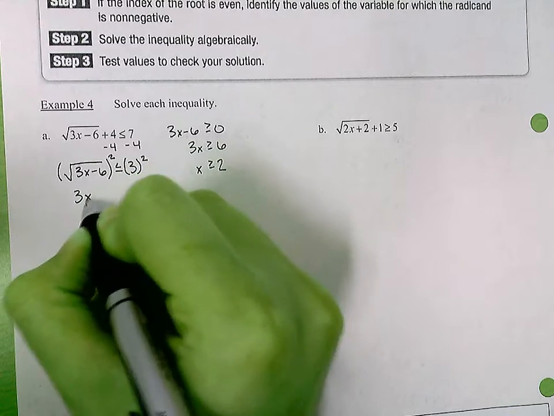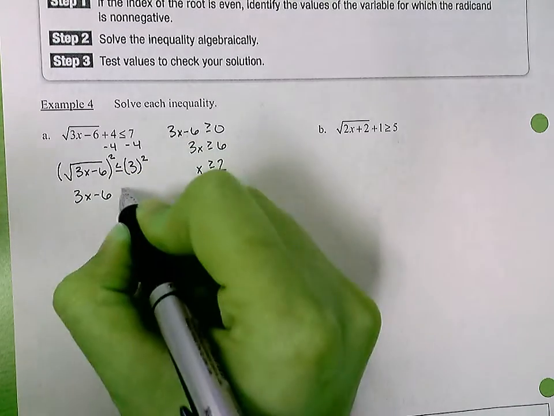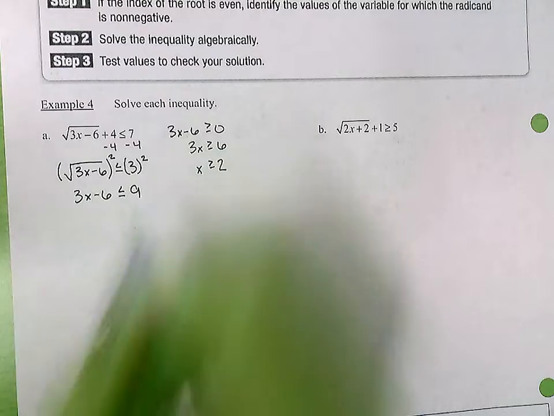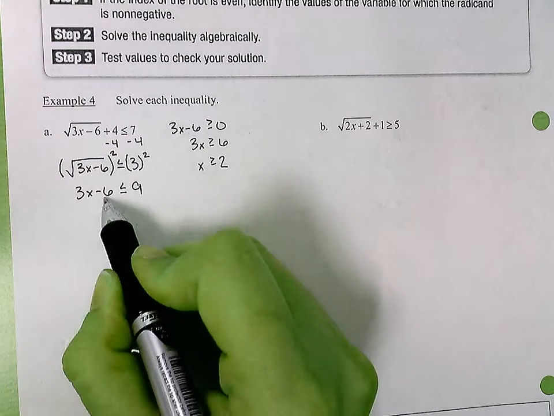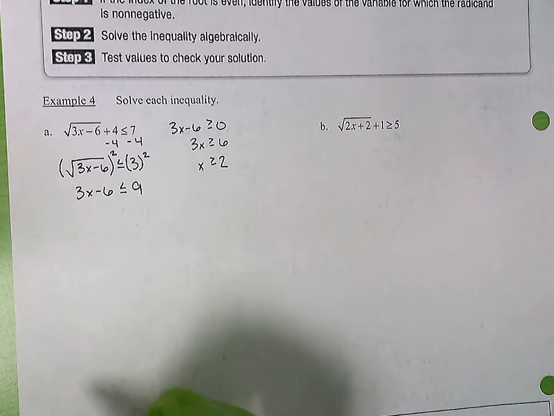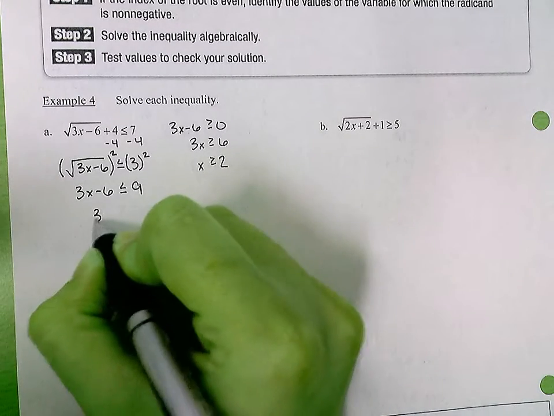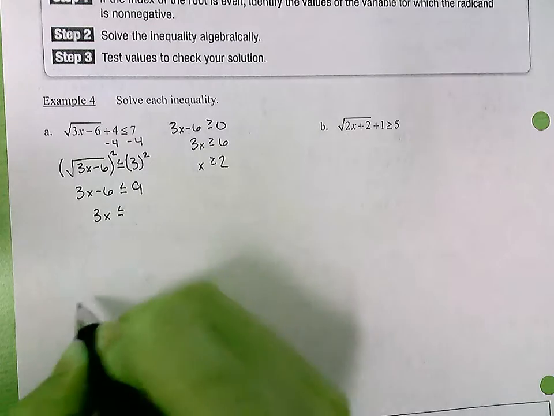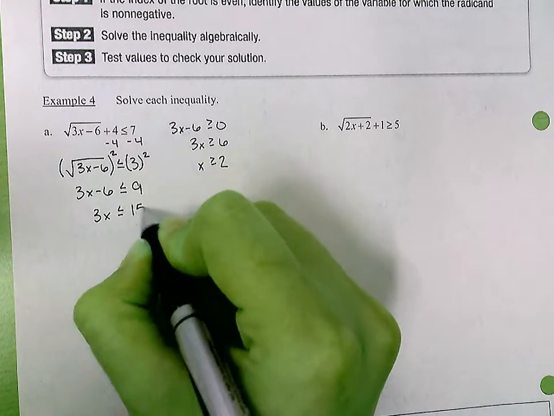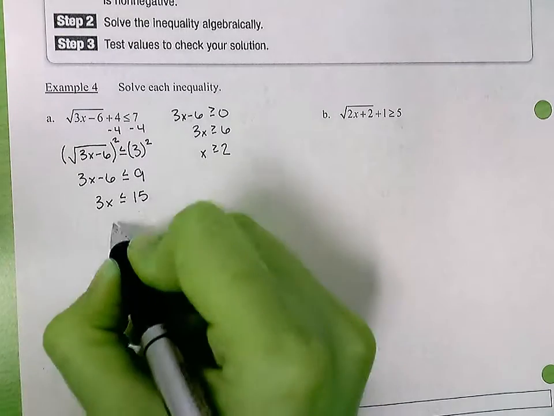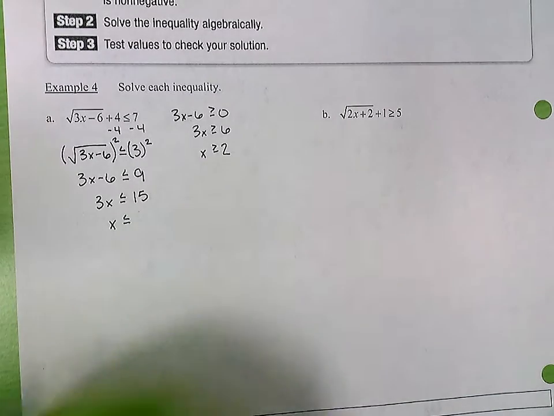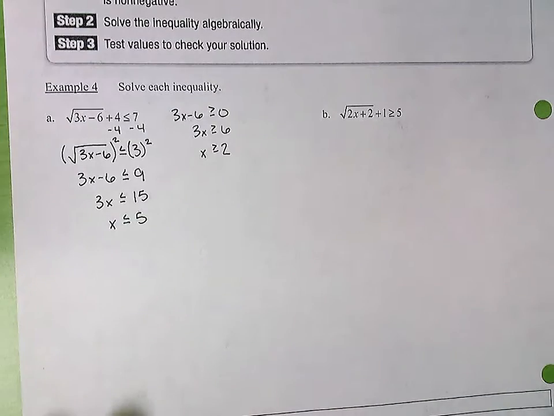So I end up with 3x minus 6 is less than or equal to 9. So add 6 to both sides. So we have 3x is less than or equal to 15. Divide by 3. X is less than or equal to 5.